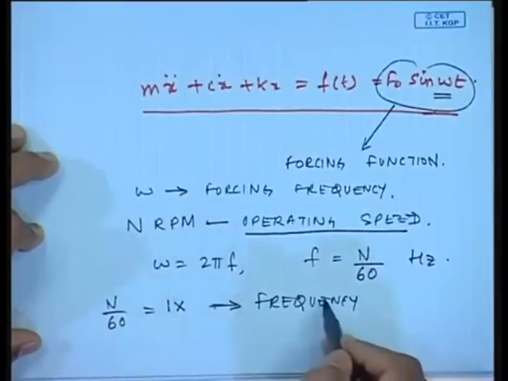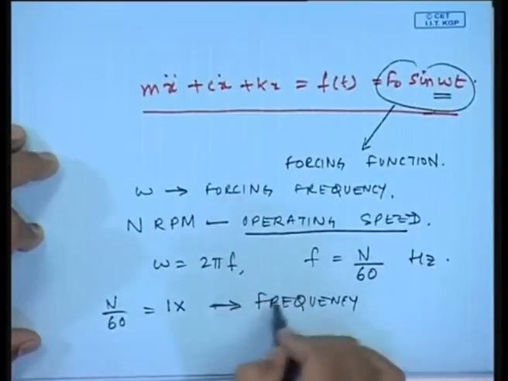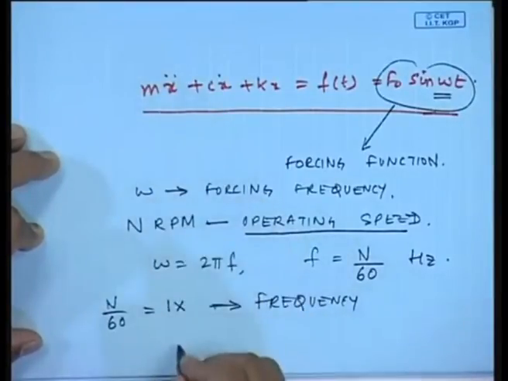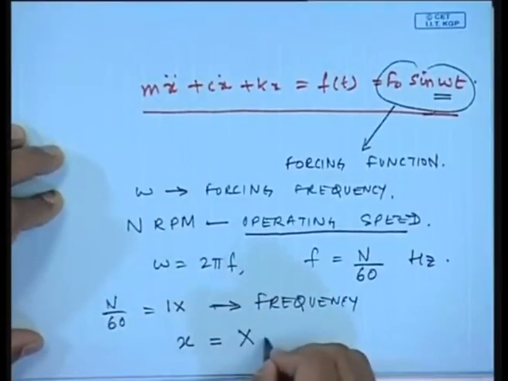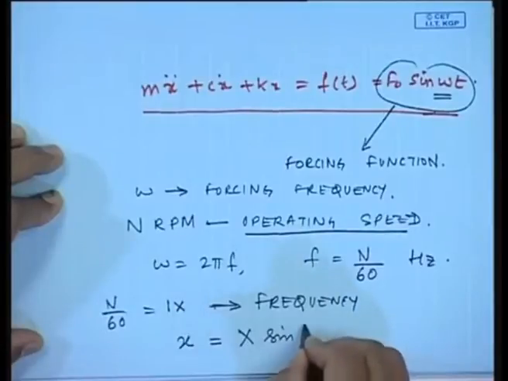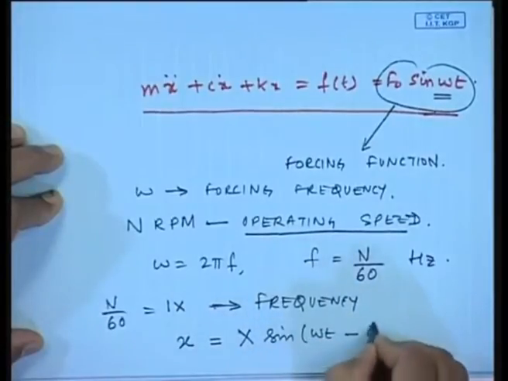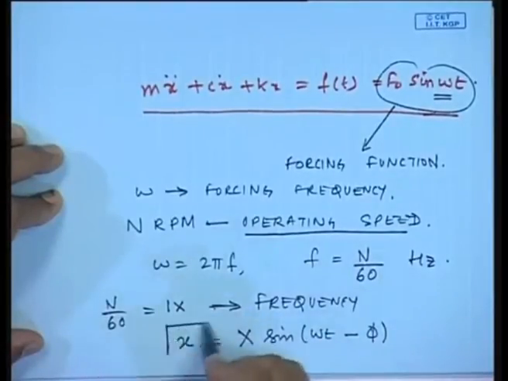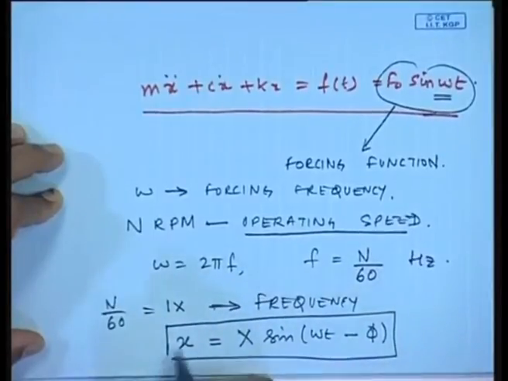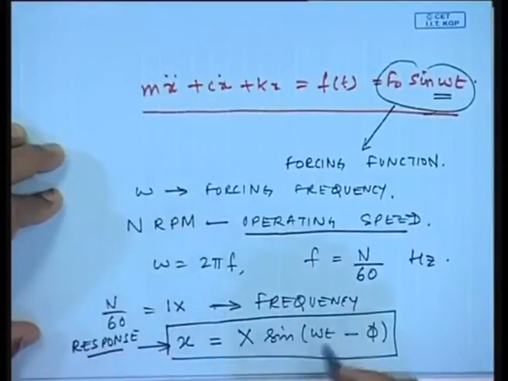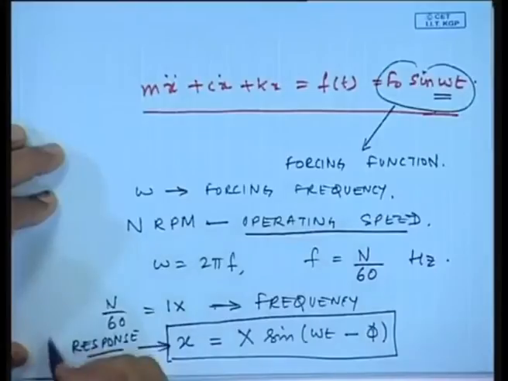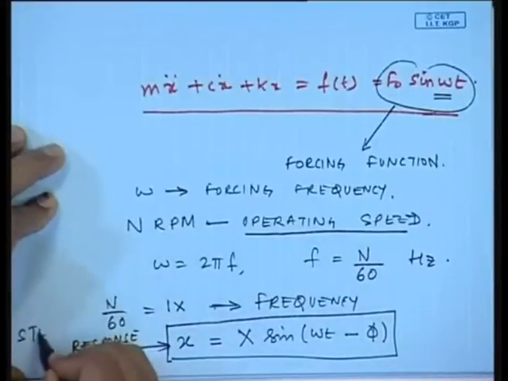So, this is the response. Now, this response x which I will measure would be of this form, sin omega t minus a certain phase difference. So, this is the equation of the response, and this is a steady state response.